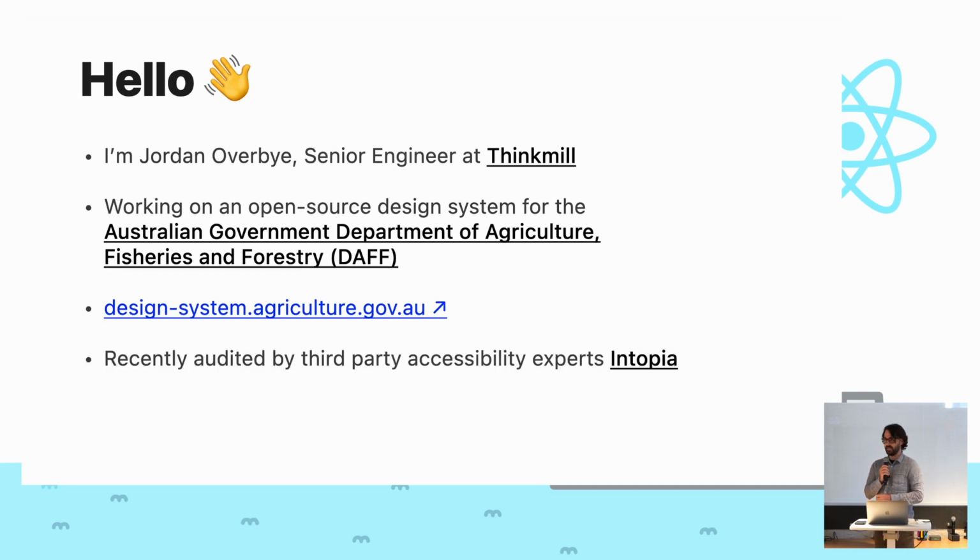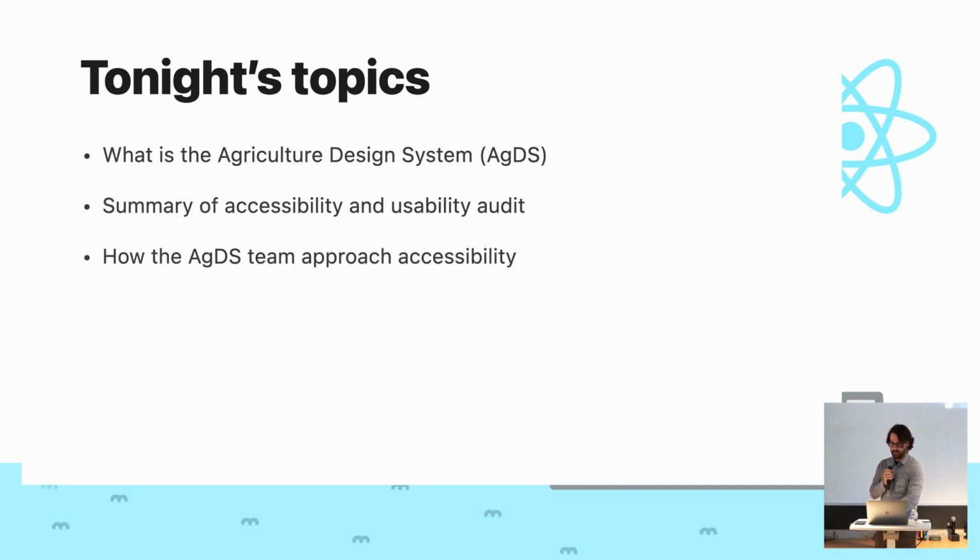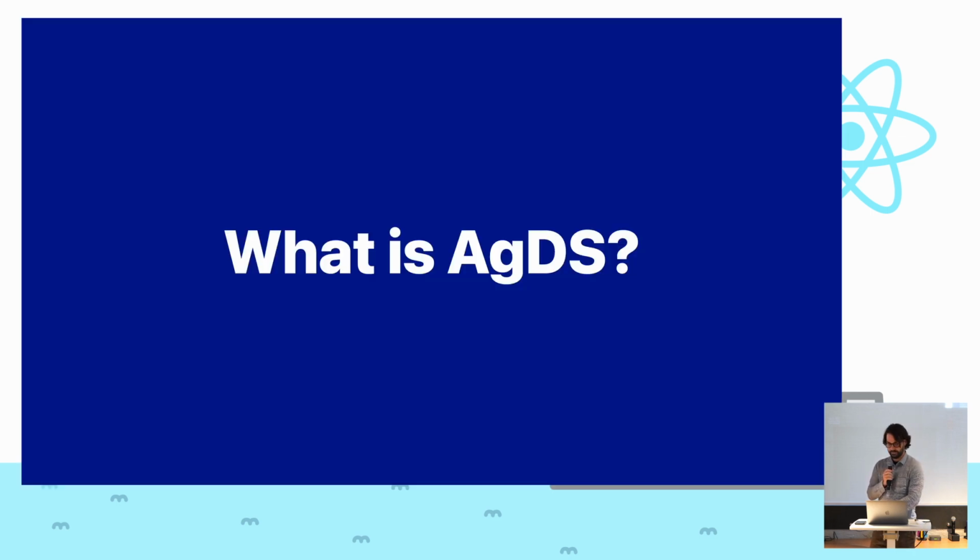And at the end of last year, we undertook a big accessibility and usability audit, which was facilitated by a company called Intopia. And so what we're going to be talking about tonight is firstly, what is the agriculture design system, followed by a summary of the accessibility and usability audit that went last year. And finally, we're going to look at how our team approached accessibility and usability at a design system level. So let's get into it by looking at what is AgDS.